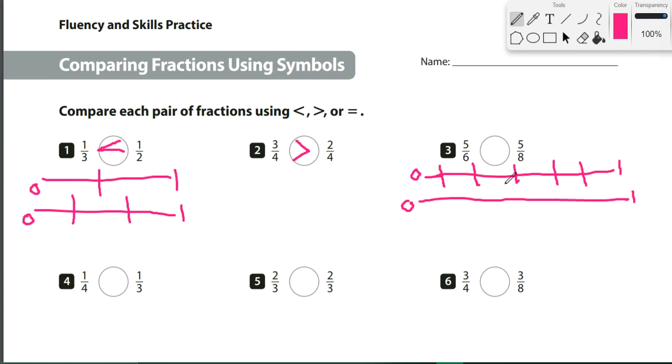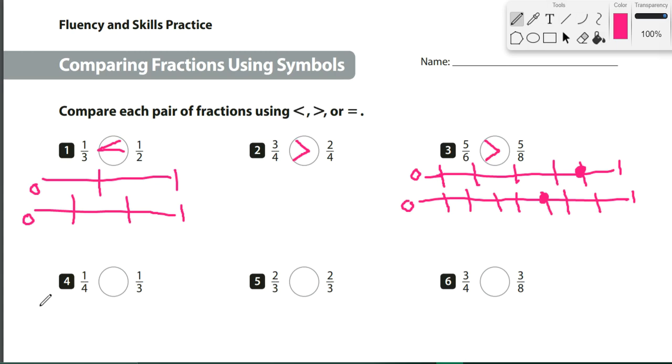All right, and 8ths. So half, then 4ths, then 8ths. So I'm looking for 5/6, 1, 2, 3, 4, 5, 6. Here's 5/6, and 5/8. 1, 2, 3, 4. So I see this is closer to 1 than this. Therefore, 5/6 is greater than 5/8.